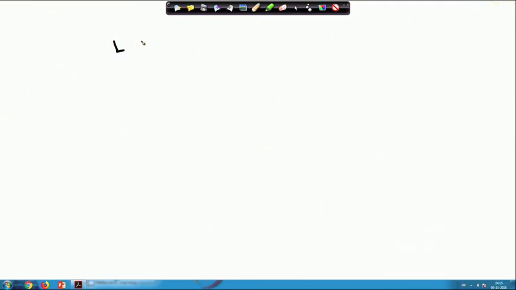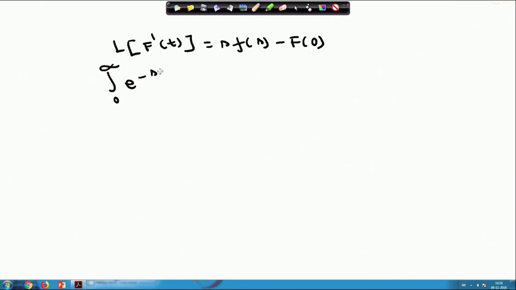Again we are starting from the similar thing, that is the limit of the Laplace transform of f'(t). We know this equals s F(s) minus f(0). So you can write down the integral from 0 to infinity of e^(-st) f'(t) dt, which equals s F(s) minus f(0). These two steps are the same as whatever we did earlier.